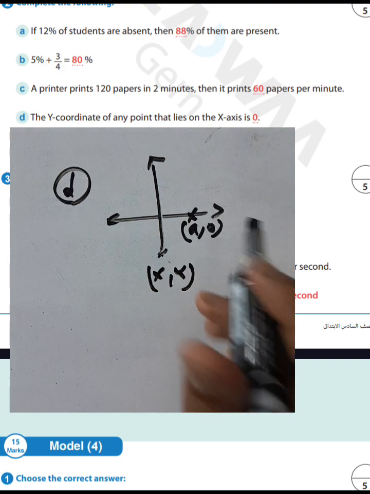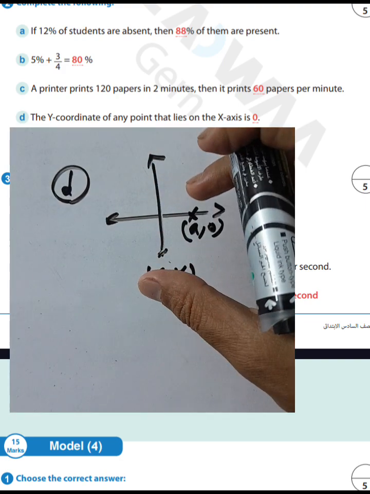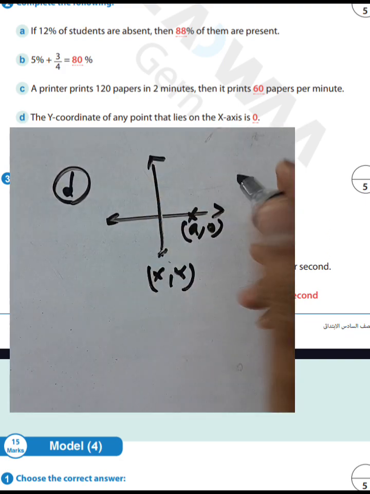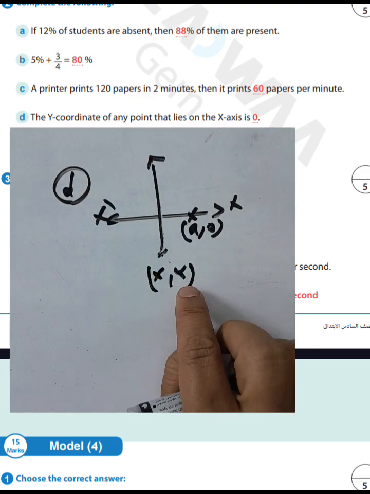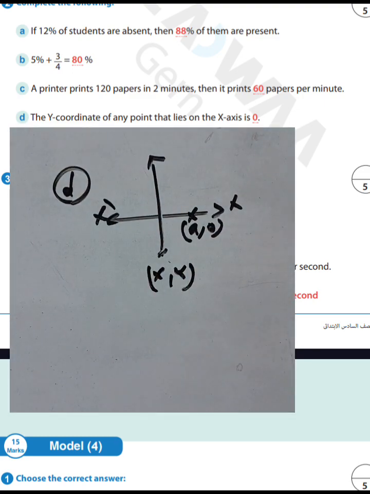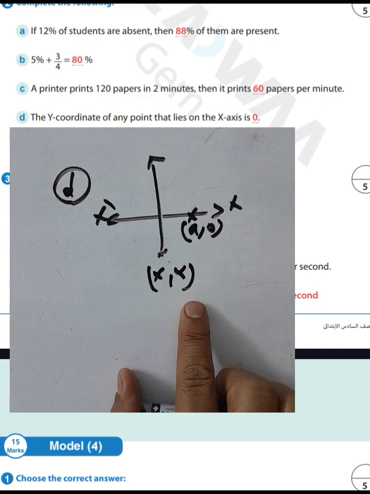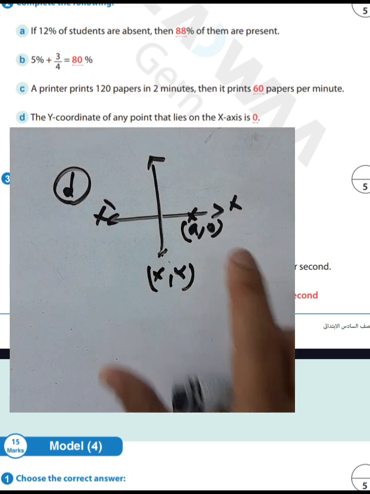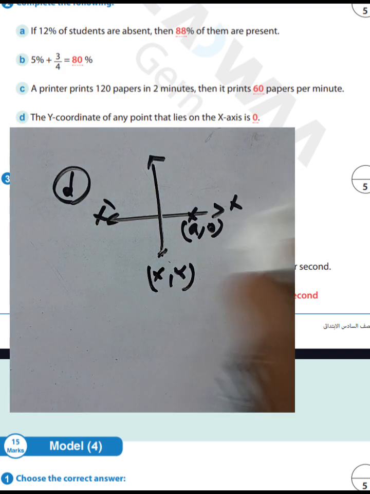Okay, again, in this example, the y coordinate of any point that lies on the x-axis, the second projection, will be 0. The second projection here we call the y coordinate. The y coordinate will be equal to 0 at any point that lies on the x-axis. Okay.